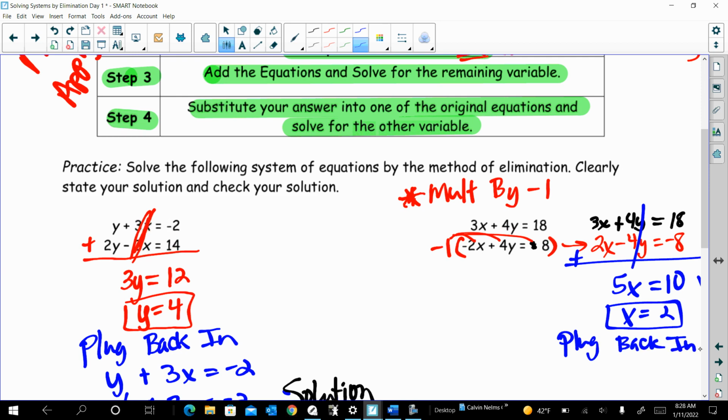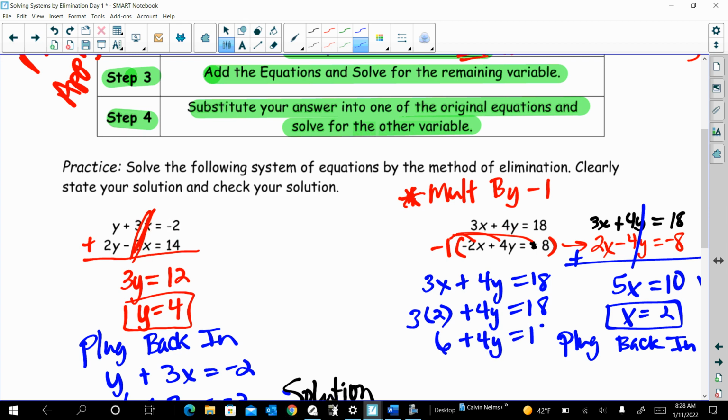All right, when we plug it back in, go back to your original. Do you want to do the top or the bottom equation? Top. All right, let's do the top. So we're doing 3x plus 4y equals 18. So this is going to be 3 parentheses 2 plus my 4y equals 18, which is really just 6 plus 4y equals 18. Subtract the 6.